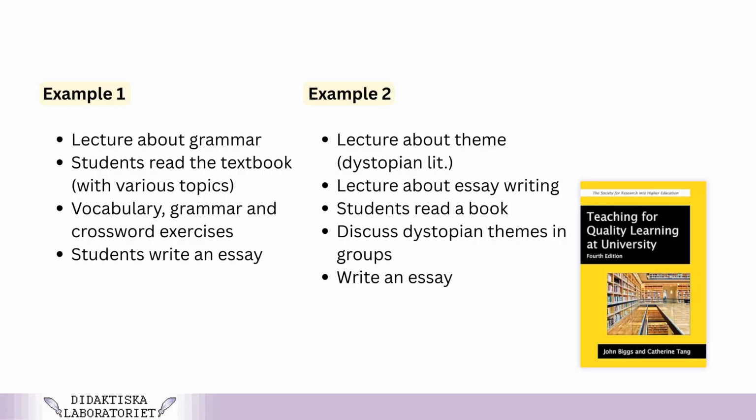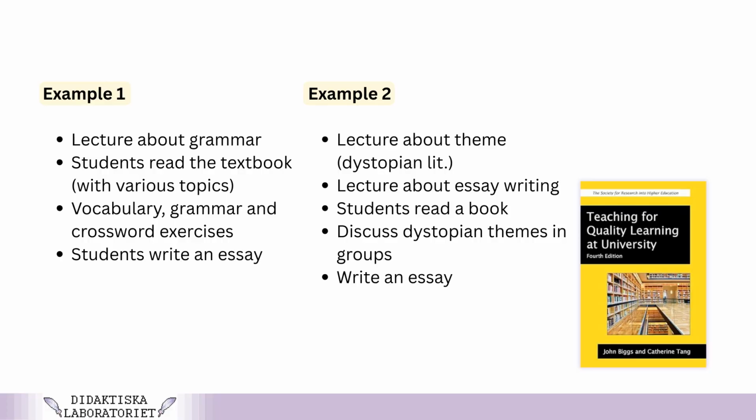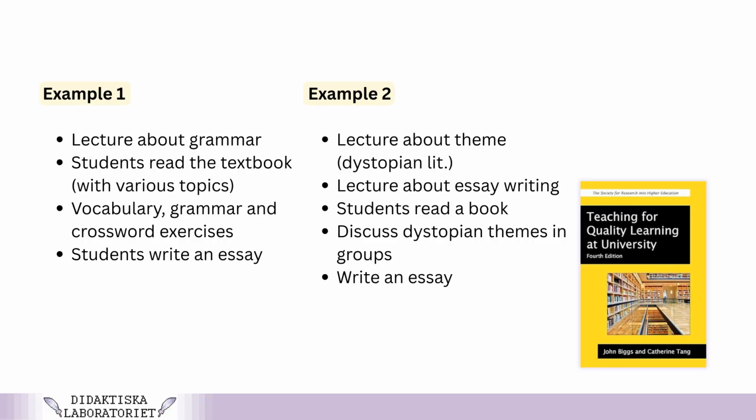And then you look on the right here, you can see example number 2, where for example, these days, I would hold a lecture about a specific theme or a specific skill. In this case, what we'll discuss in this video will be dystopian literature. And then I would also have a lecture on essay writing. And then eventually, as my students carry on, we would read a book together. In this case, we were reading a book called The Giver by Lois Lowry. And within that book, they come across these different dystopian themes, but also they practice writing. And then eventually they would write an essay.